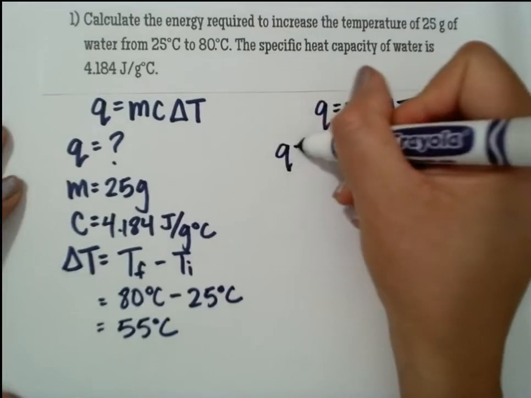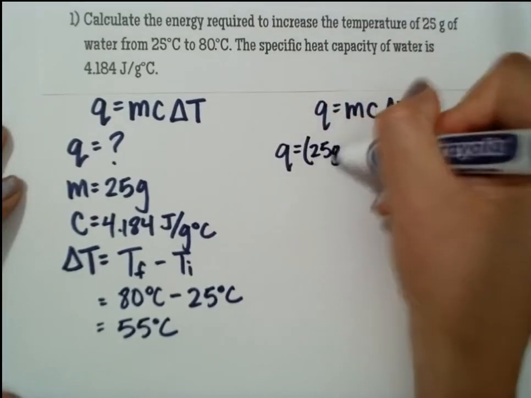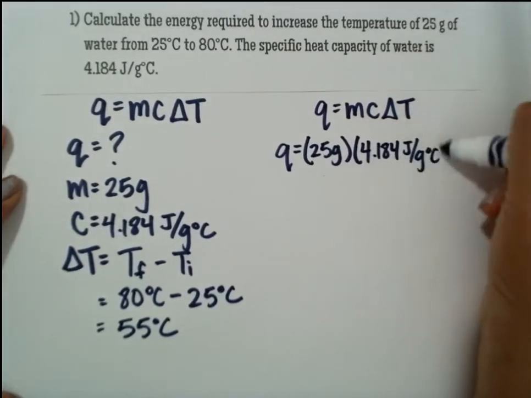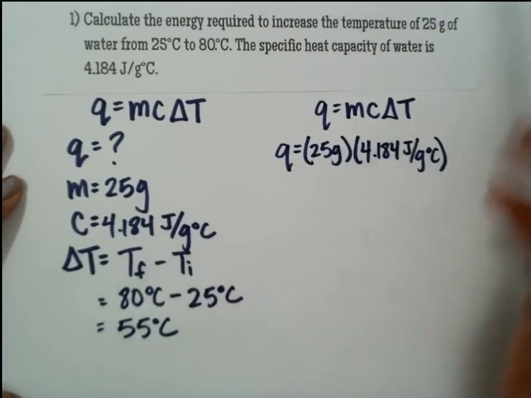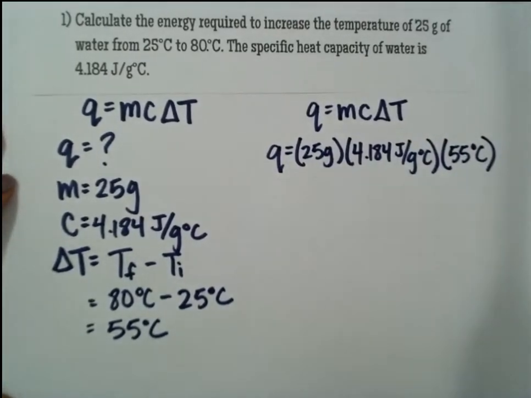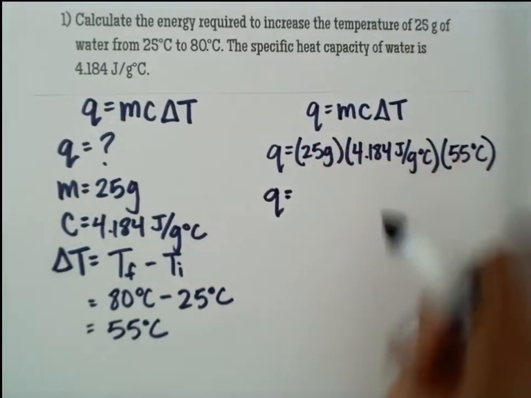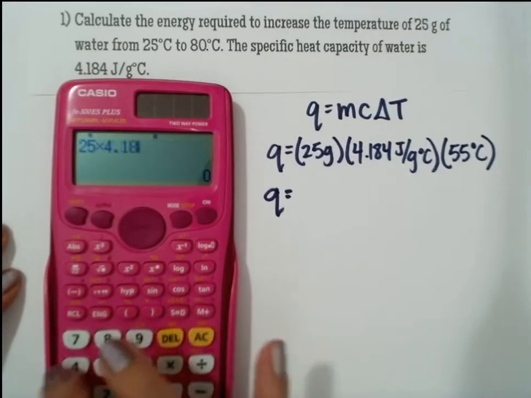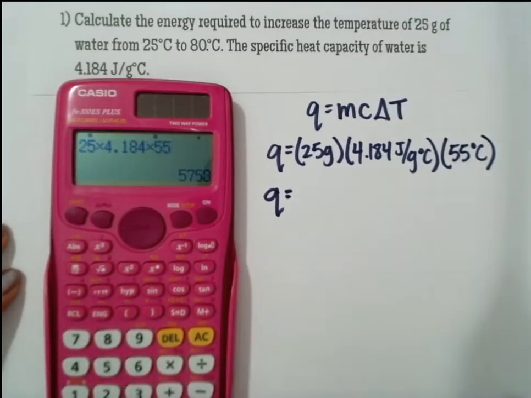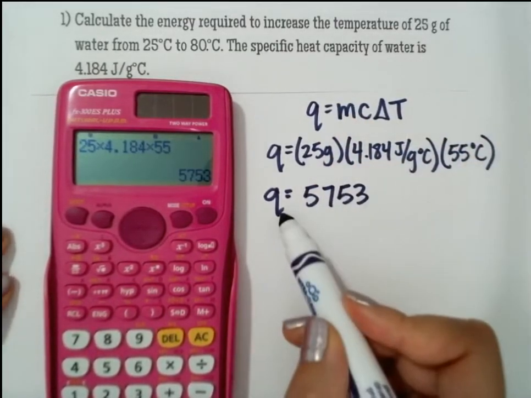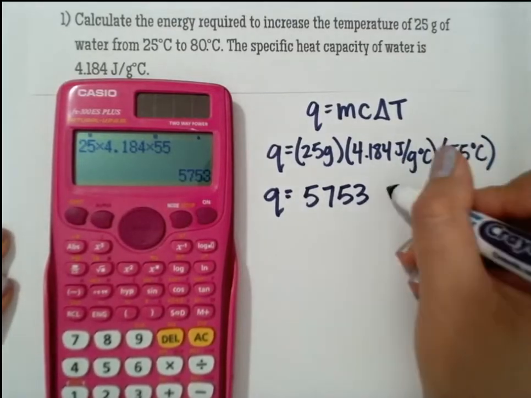Okay, so Q is equal to 25 grams times 4.184 joules per gram degrees Celsius, which is my C value. And then my delta T is 55 degrees Celsius. Okay, so now I can just plug these numbers into my calculator. So 25 times 4.184 times 55 equals 5,753. And Q is going to be in the unit of joules, and I got that from my specific heat units.